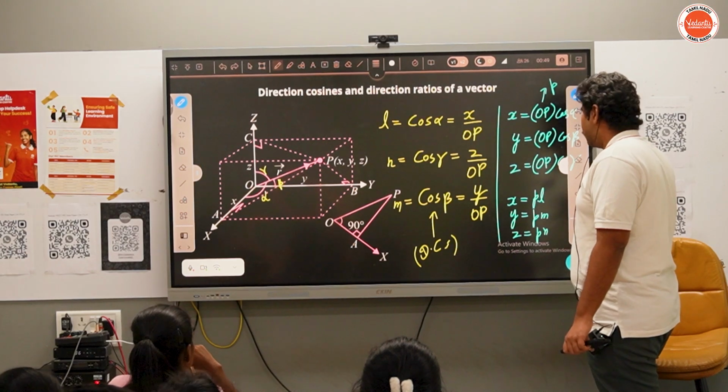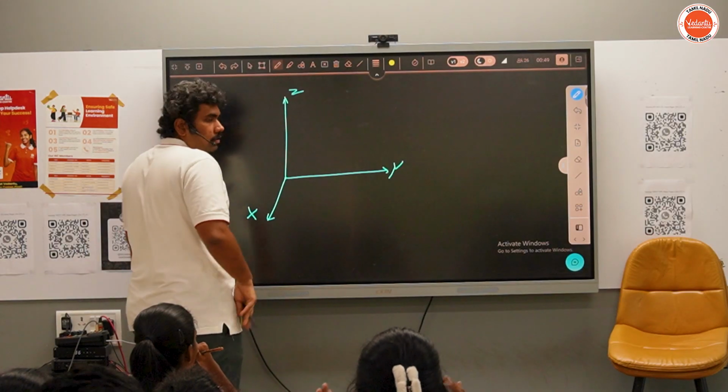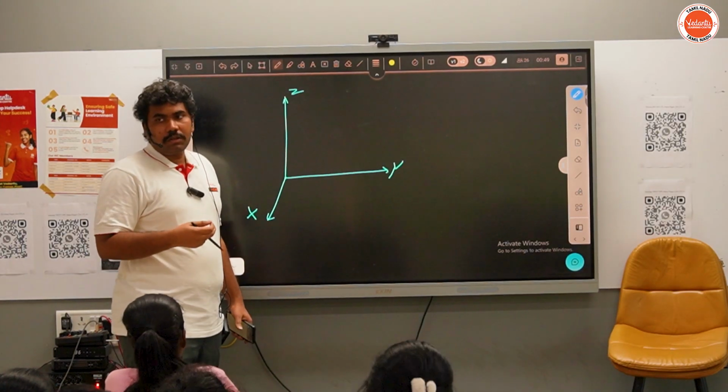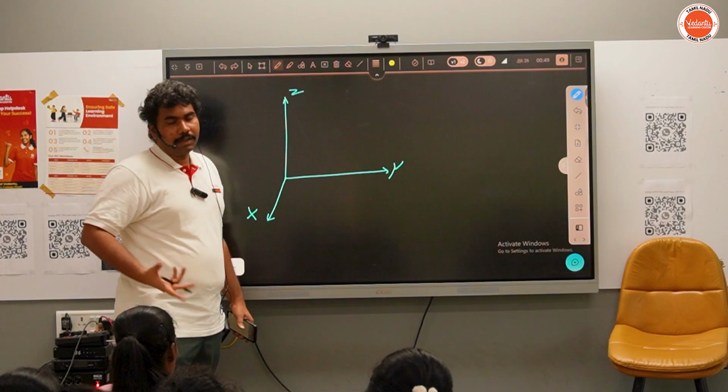So now coming to the unit vector. So when we talk about unit vectors, what is the first thing which comes into our mind? It's i cap, j cap, k cap.